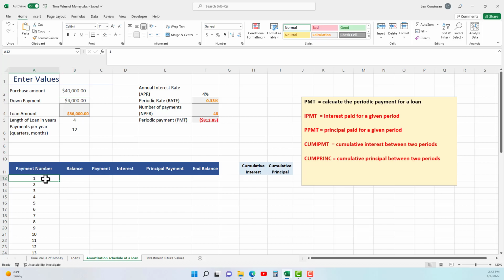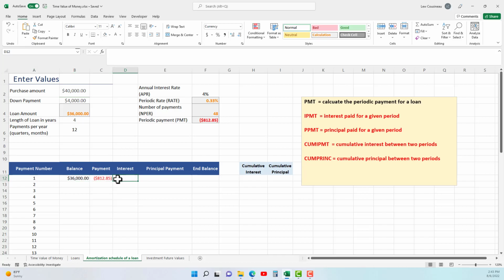Payment number 1. At the beginning, before we make the first payment, what is the balance? It is the current loan amount. Make sure you select the cell and not type it in here, because you want your user to be able to change these numbers and those changes to reflect down here in your amortization table. Our payment is going to be the $812. It never changes, so don't forget to absolute that. The payment is the payment. It's always the same.